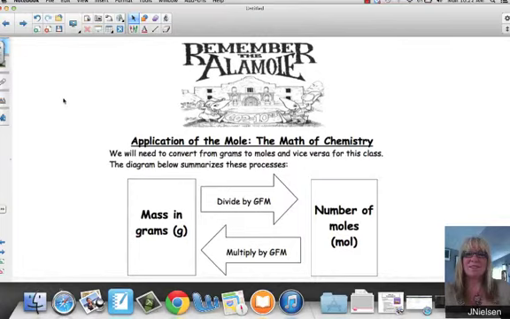Now, remember in the beginning of the year when we did dimensional analysis, you needed to know conversion factors, like 12 inches is a foot, and 3 feet are a yard, and 2.54 centimeters equals 1 inch. Well, we're going to use conversion factors here also, but they have to do with conversion factors that are found explicitly in chemistry.